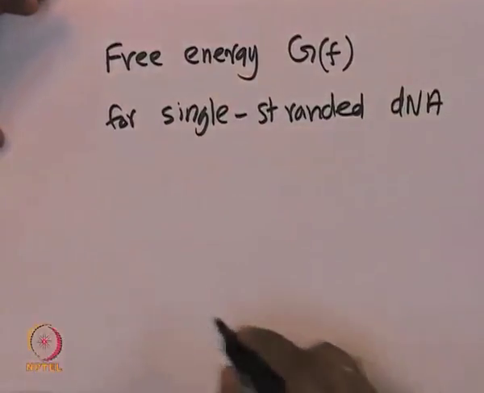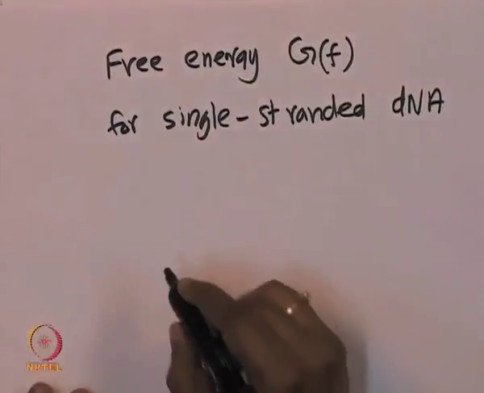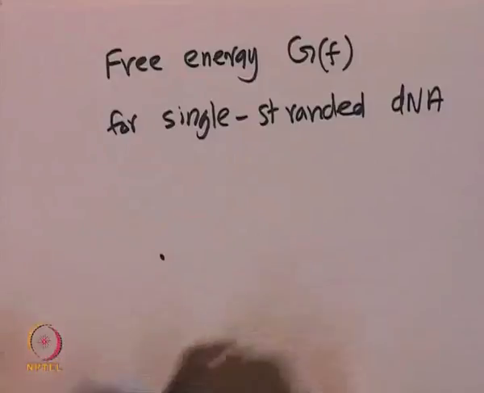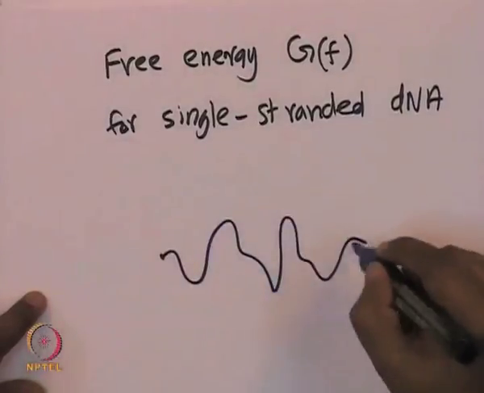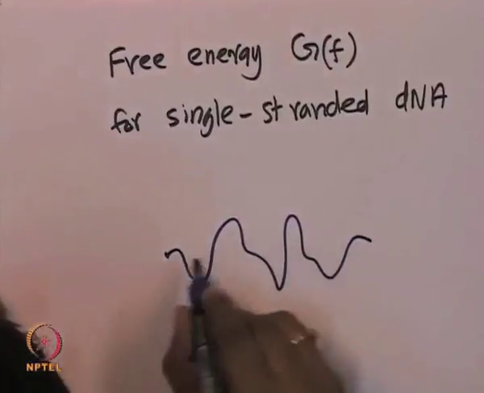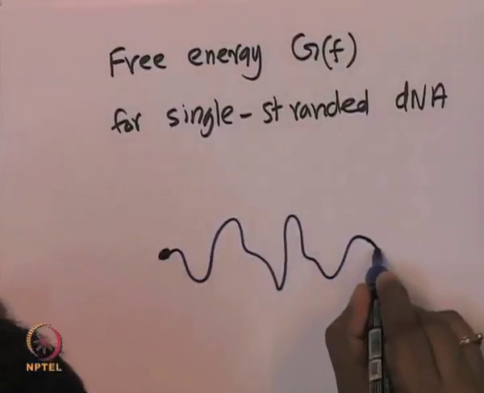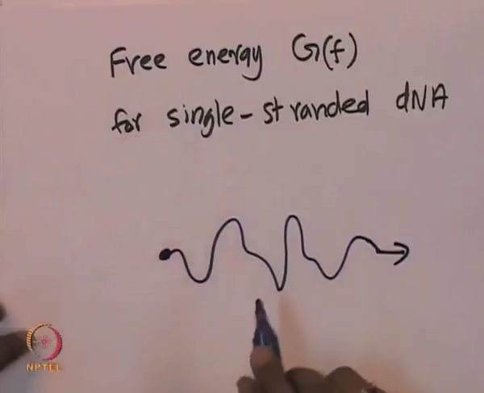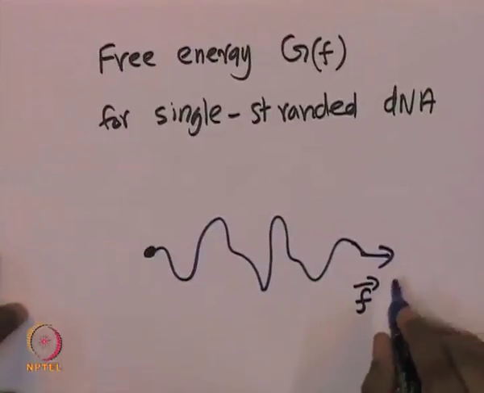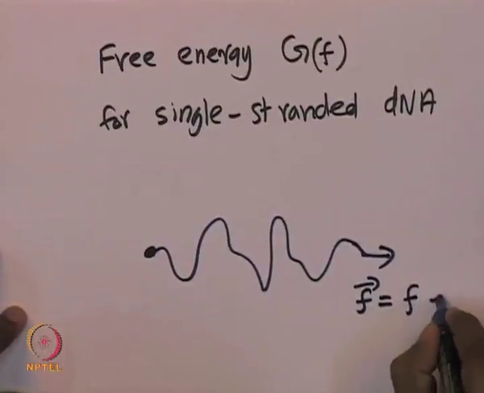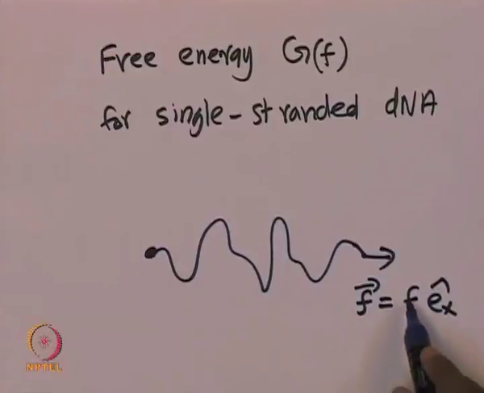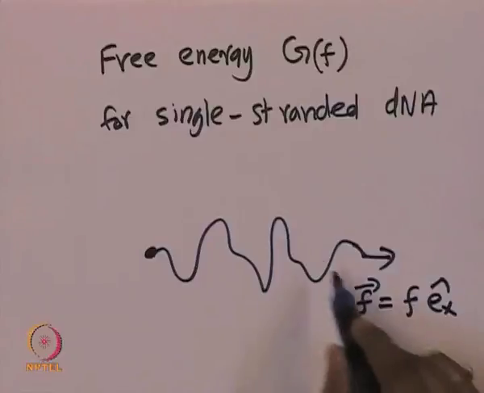So, what are we doing? You have a single stranded DNA, and we imagine that one end of the DNA is fixed at a point, and then the DNA is free to be anywhere. Then you apply a force. Let us say we are applying this force. So, this is one end of the DNA and the other end is somewhere here, and we are pulling in this direction. Let this force F be applied in the x direction. So, this is F e_x. It has the magnitude F, and this is applied in the x direction.